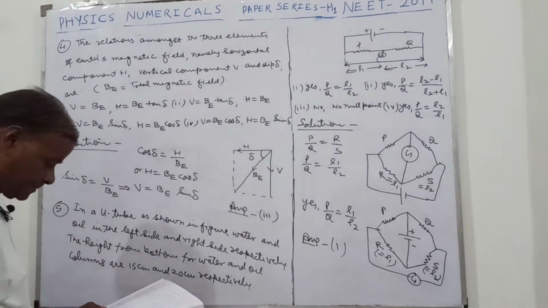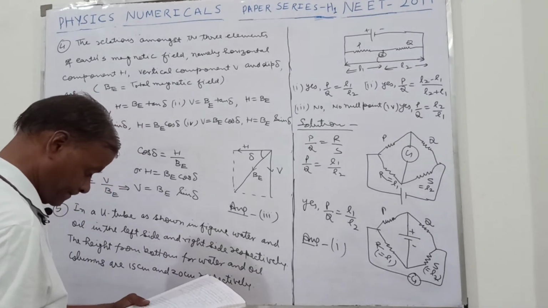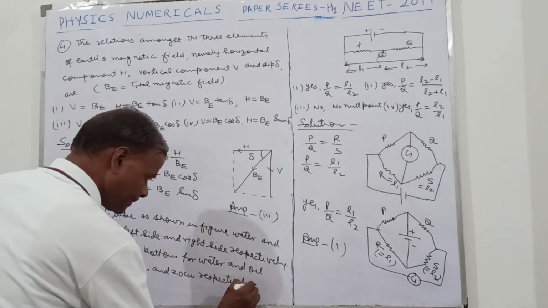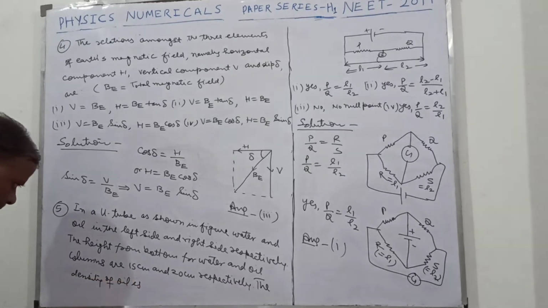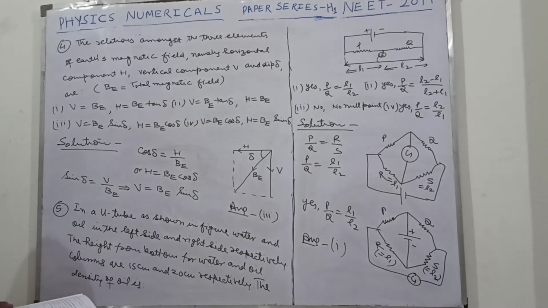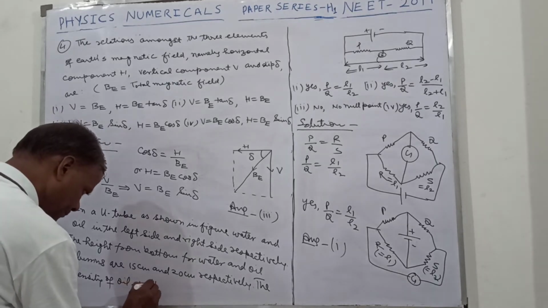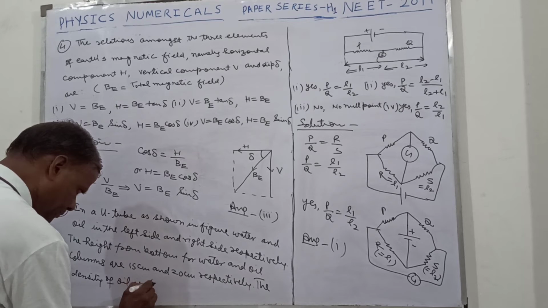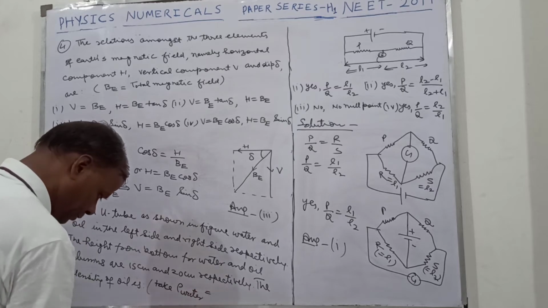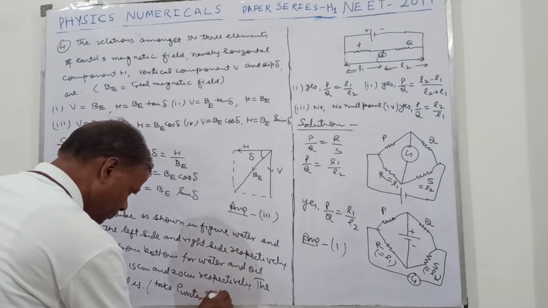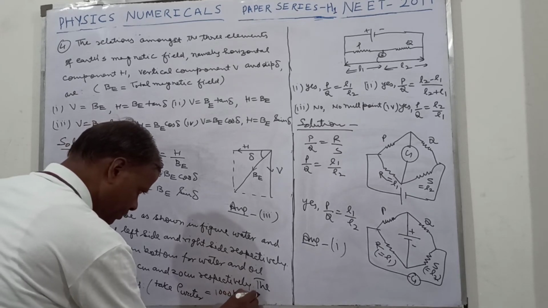The density of oil is what? Now this is given: take rho water equal to 1000 kilogram per meter cube. This is given.